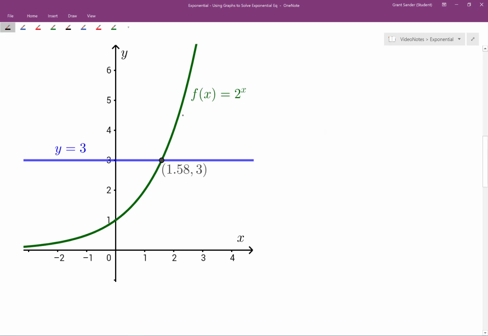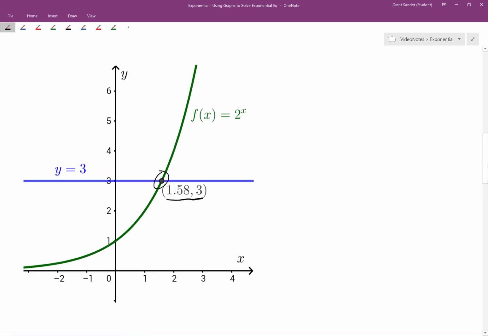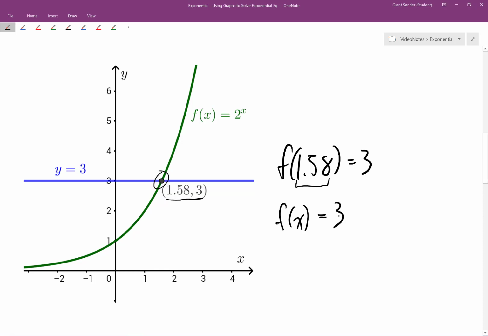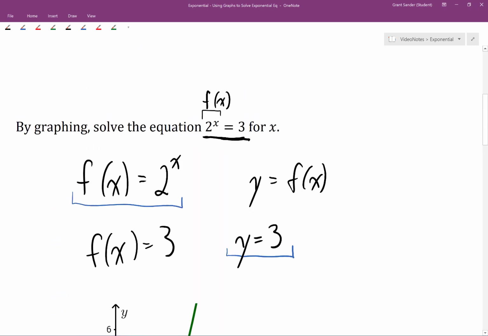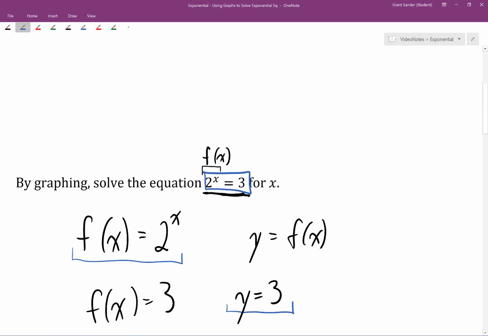We've got the graph of 2 to the x here in green. We've got the line y equals 3 here in blue, and they intersect at this point right here. So this xy pair is the only pair satisfying both of these relationships. So when x equals 1.58, y is equal to 3. And therefore, we can say that f of 1.58 equals 3. And therefore, this 1.58 is the solution to our original equation, f of x equals 3. So this value of x, 1.58, is approximately the solution to this original equation that we were looking at.